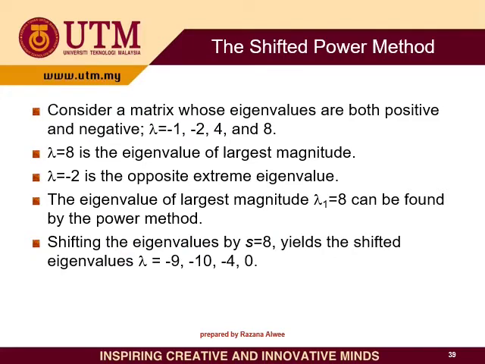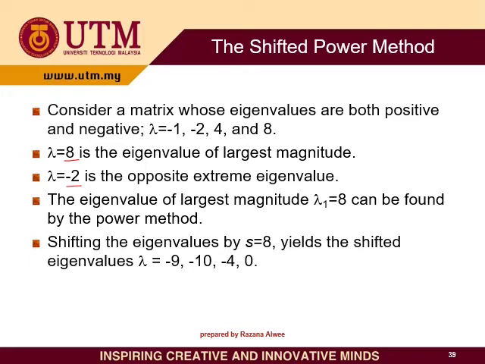Alright, when we have a matrix whose eigenvalues have both positive and negative, like here we have negative 1, negative 2, 4 and 8, so we have some negative and some positive, the 8 here is the eigenvalue of largest magnitude, and negative 2 is the opposite extreme eigenvalue.